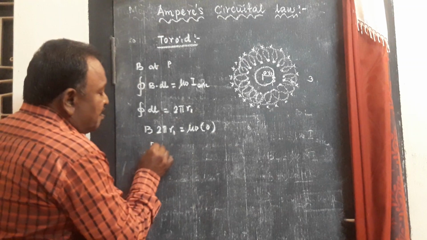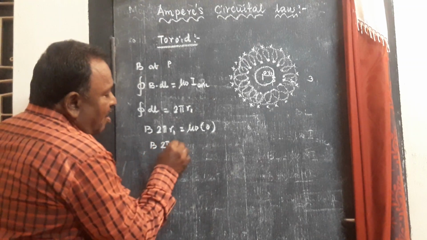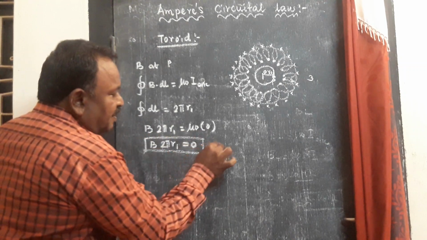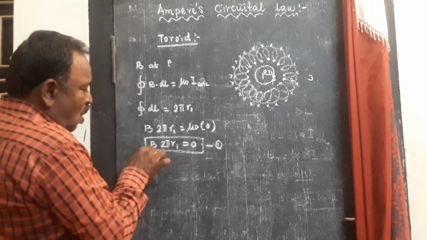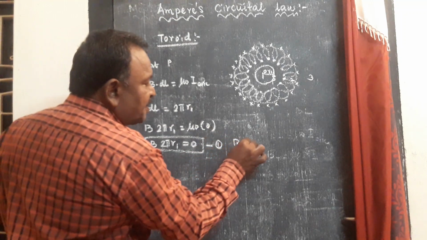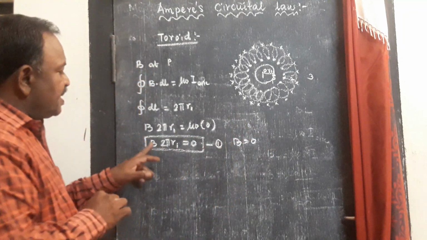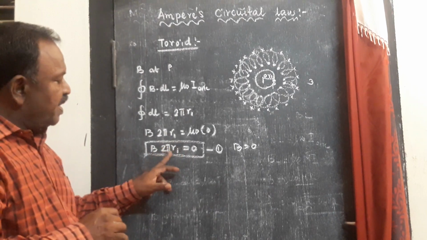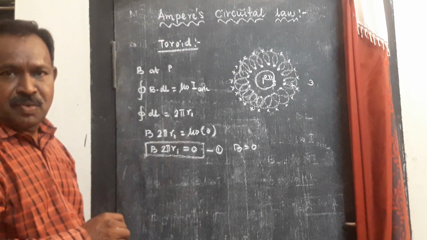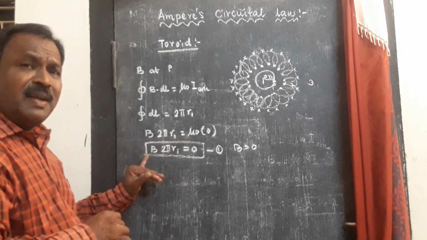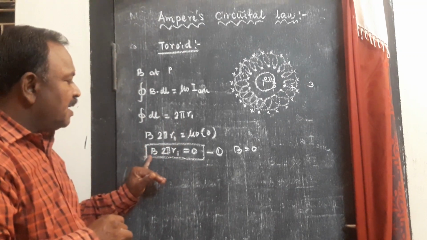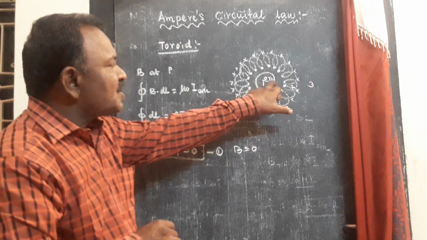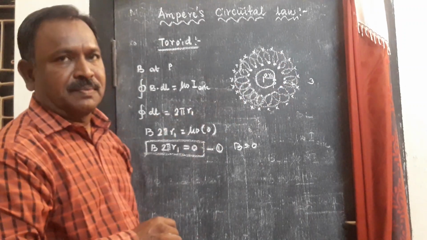So B into 2 pi R1 is equal to 0. This equation will be true only if B is equal to 0. Either B has to be 0 or 2 pi R1 has to be 0. 2 pi R1 will not be 0. So definitely B must be 0. So the magnetic field inside the toroid is 0.